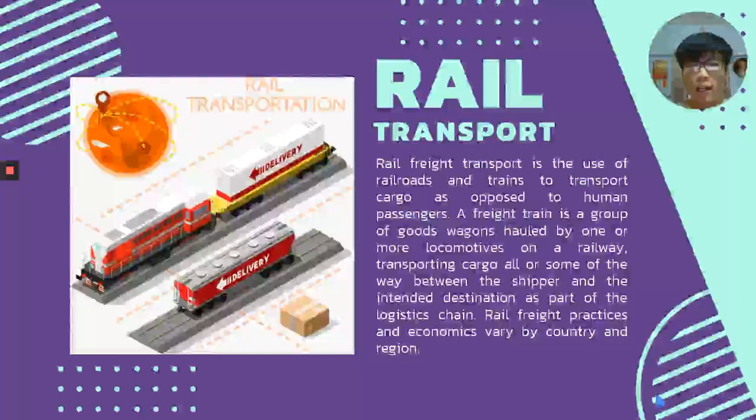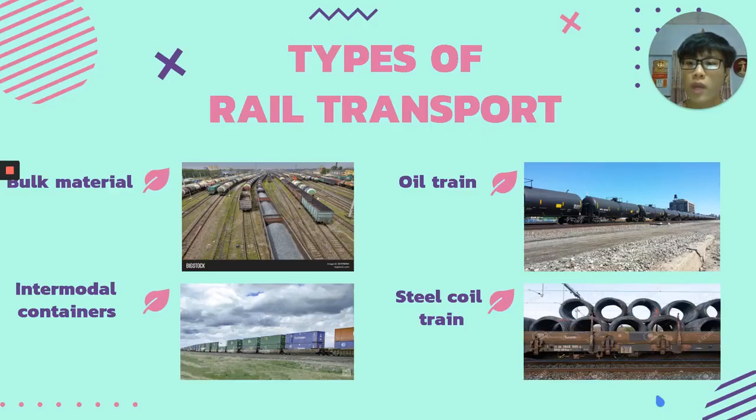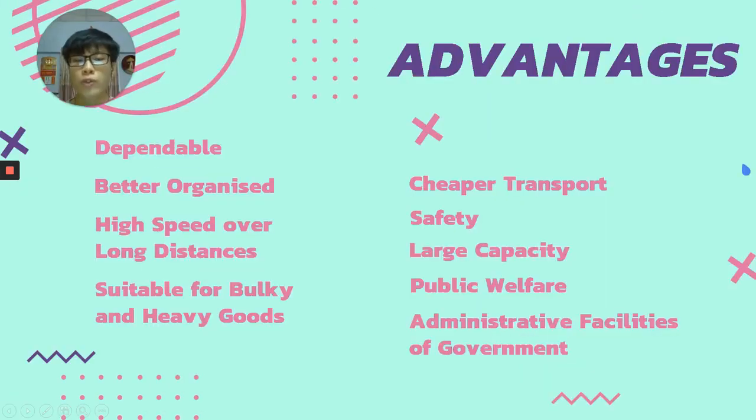Hello everyone, my name is Dat and I'm presenting about rail transport. Rail freight transport is the use of railroads and trains to transport cargo as opposed to human passengers. A freight train is a group of goods wagons hauled by one or more locomotives on a railway, transporting cargo all or some of the way between the shipper and the intended destination as part of the logistic chain. Rail freight practices and economics vary by country and region. The trains may haul bulk material, intermodal containers, general freight, or specialized freight in purpose-designed cars like oil trains and steel coil trains. Now we'll go through some advantages and disadvantages.